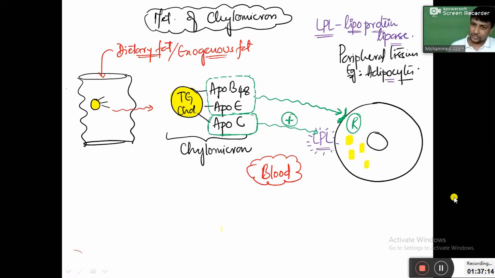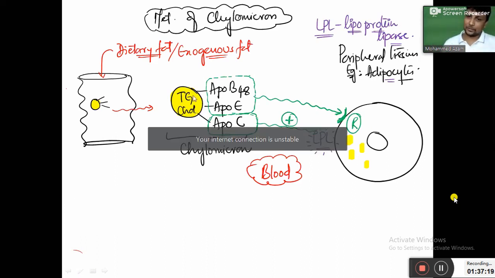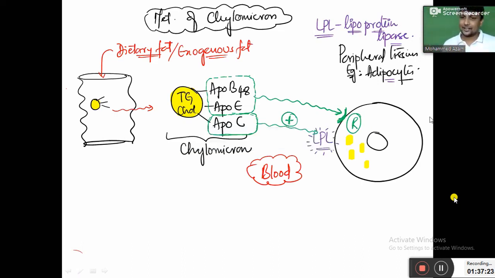ApoC will activate LPL. Once LPL is activated, it is going to break down these lipids, and after breaking them down, the lipid will be stored inside the adipocytes. Now what you do is correlate the entire story. I am eating pizza, I am eating burger, with double cheese and all that junk food. That fat is going to the stomach and intestine, becoming chylomicron.